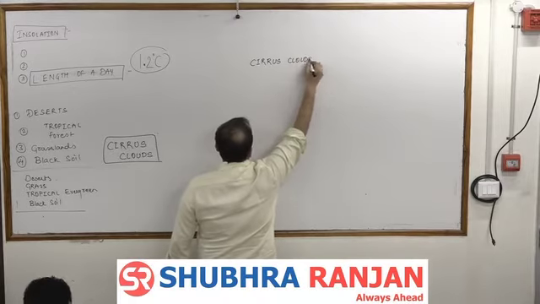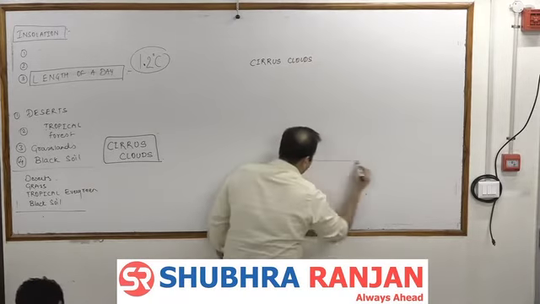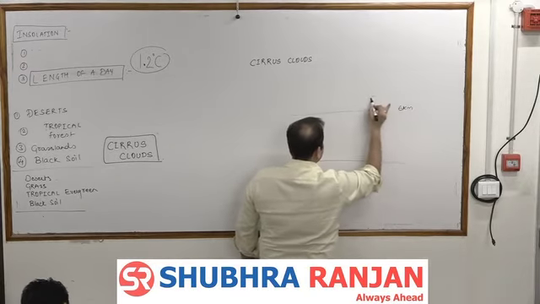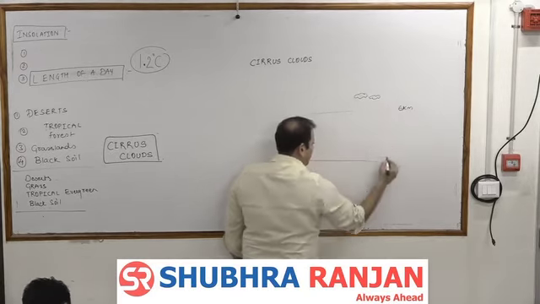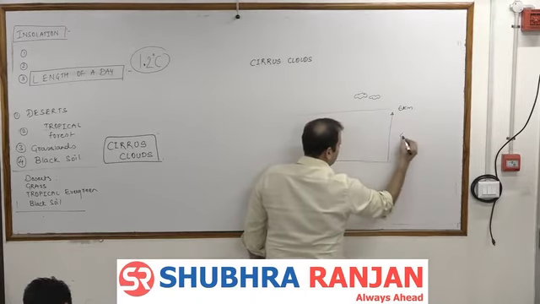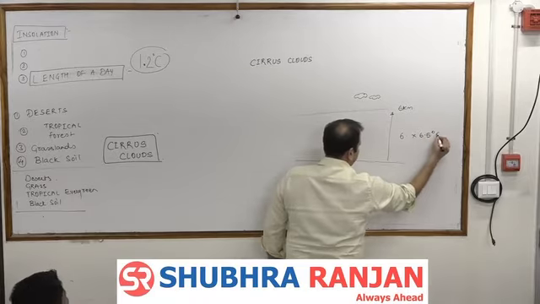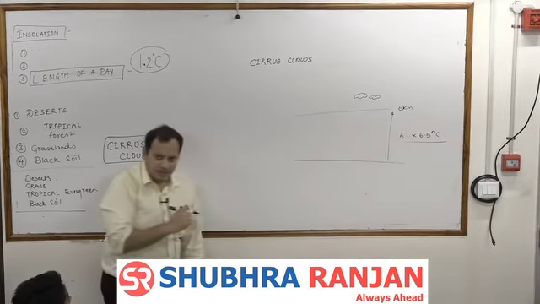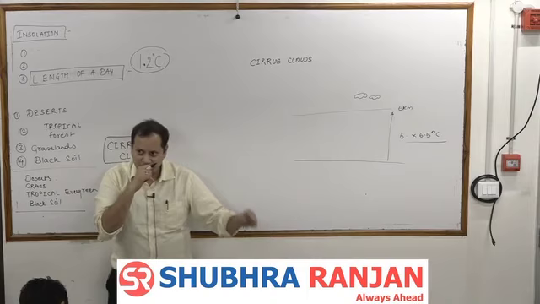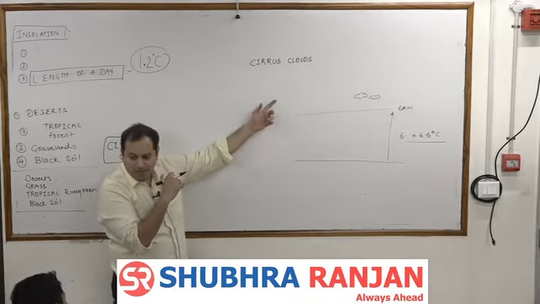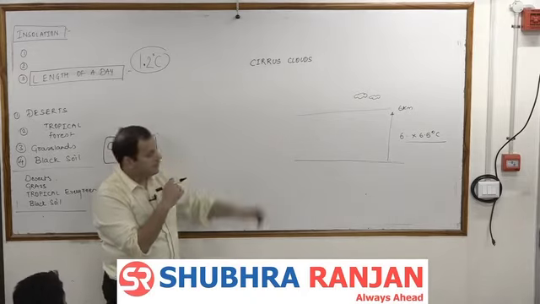छः किलोमीटर से ऊपर जो भी क्लाउड्स है from the ground about 6 kilometers, they are known as cirrus clouds. And above 6 kilometers you should remember, the temperature is going to decrease by 6.5 degrees Celsius per kilometer. So generally above 6 kilometers anywhere in the world the temperature is below zero. Therefore they are made up of ice particles or snow particles.